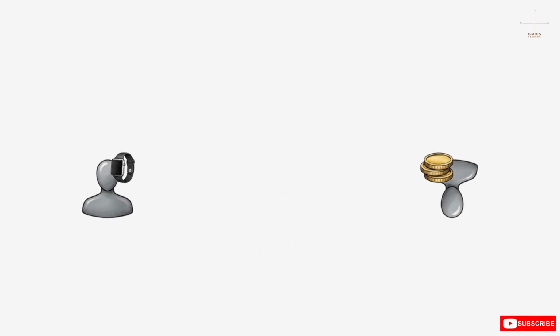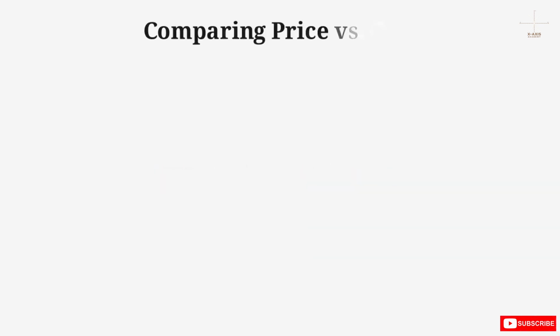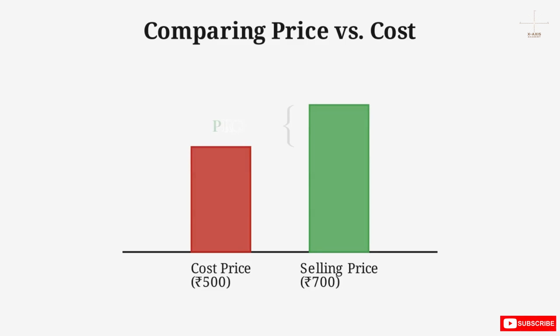Now you take that watch to school and find a buyer. Your friend hands you 700 rupees for it. That 700 is your selling price, or SP, the amount of money you sell the item for to a customer. You make a profit when your selling price is greater than your cost price.